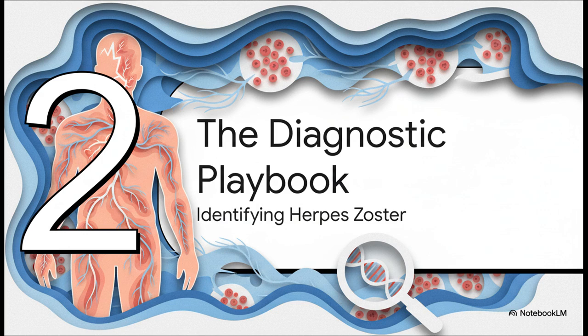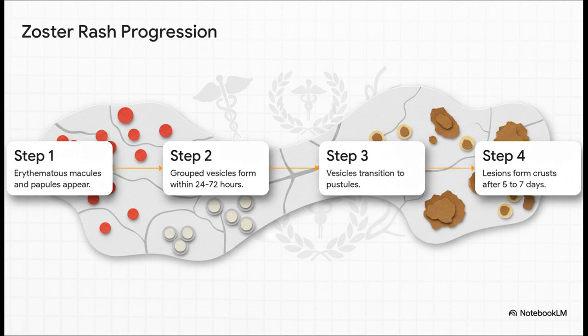Now let's move on to the really crucial part, the diagnosis. How do these guidelines tell us to definitively identify herpes zoster in the clinic? You know, the classic zoster rash follows this really predictable playbook. It starts out with these red macules and papules, always in a single dermatome on one side of the body. Then, over the next day or so, they bubble up into these grouped vesicles. Those then turn into pustules, and finally, after about 5 to 7 days, everything starts to crust over. This very distinct timeline is one of your biggest diagnostic clues.